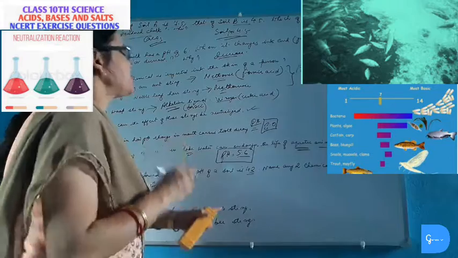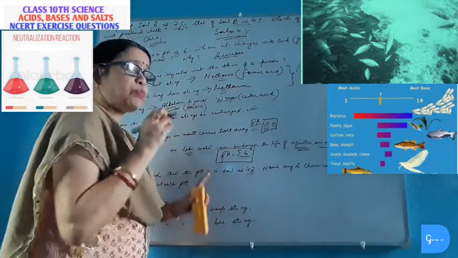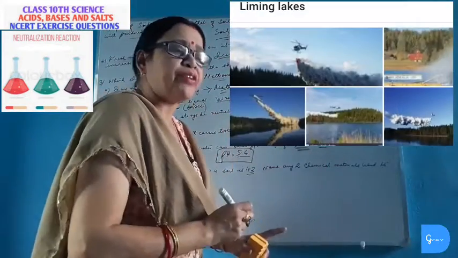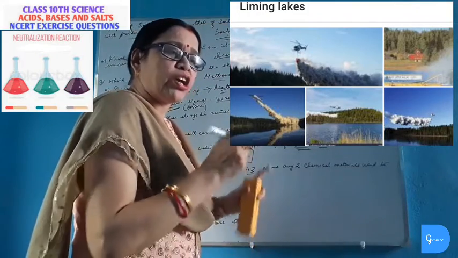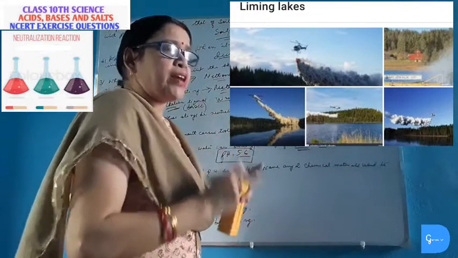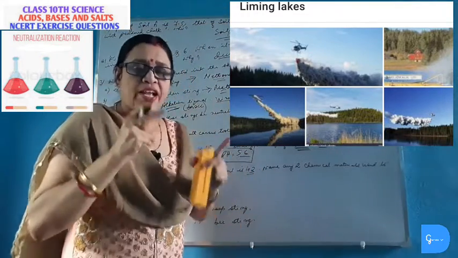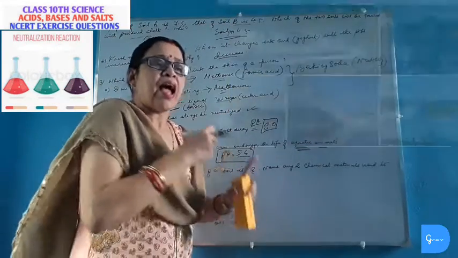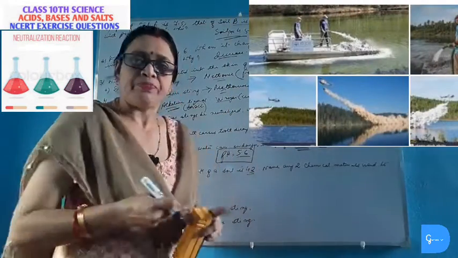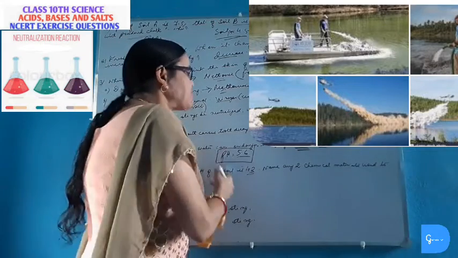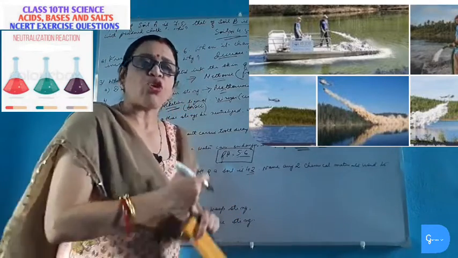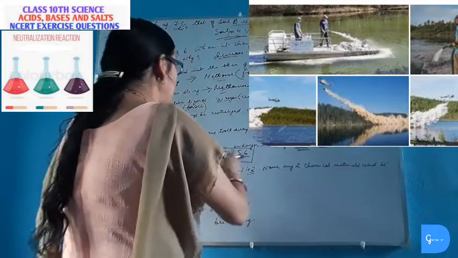How can we prevent this? We can prevent this by sprinkling limestone or calcium oxide or calcium hydroxide by helicopters into the water of the lake. The base like limestone or calcium oxide which is sprinkled reacts with the acidic water and thus neutralizes the water, and so the aquatic lives are saved from being killed by sprinkling limestone or calcium carbonate in the water of the lake.